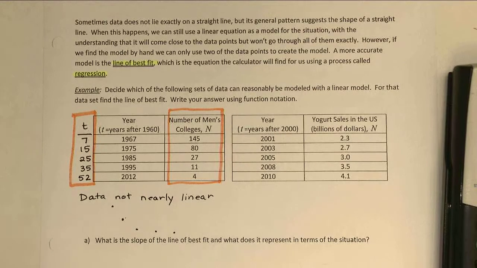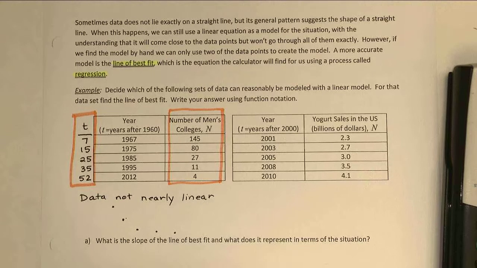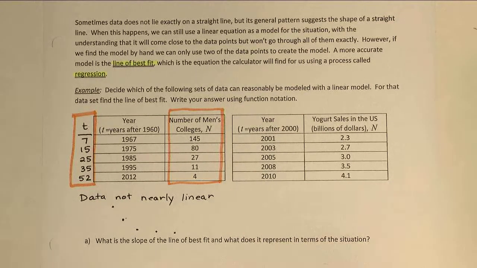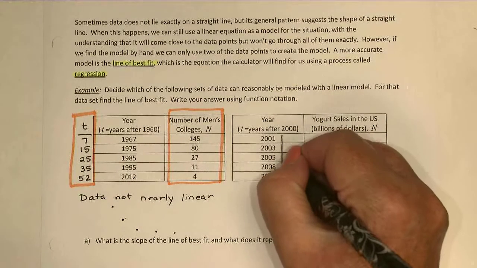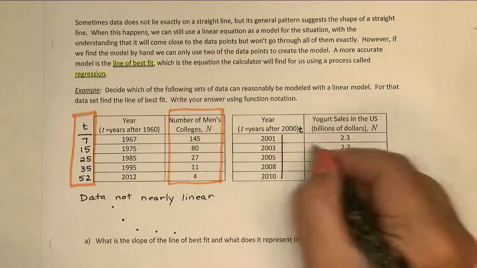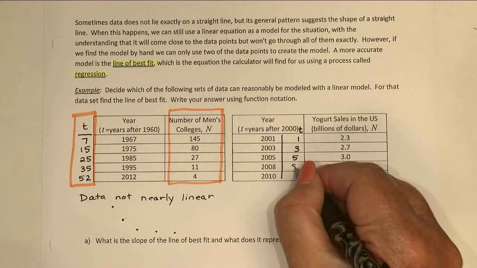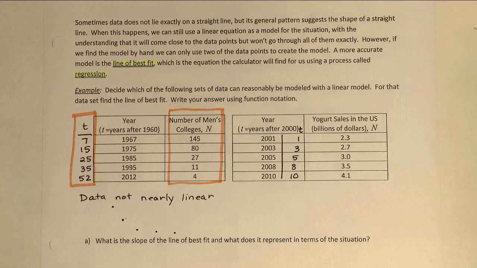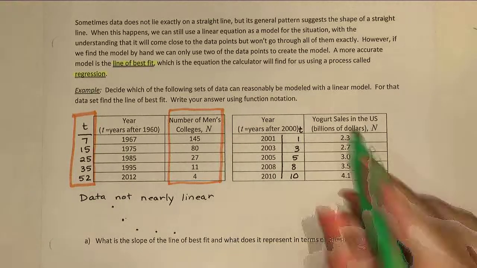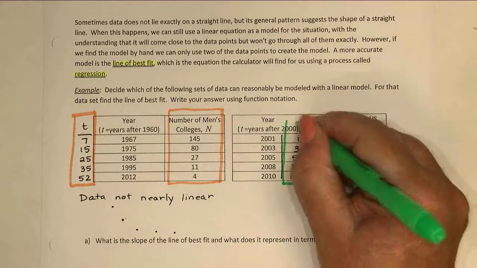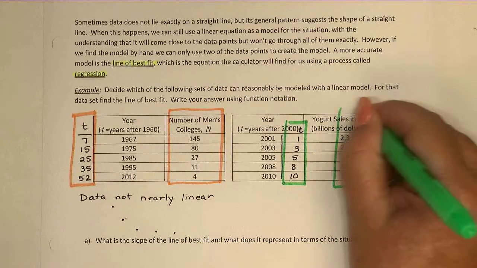Let's check on the second table and see if that one does any better for us in terms of linearity. Once again, I've got t-values as the years after 2000. And this time we're looking at the value of the yogurt sales in the United States in billions of dollars for each year. So let's see here. I'm just going to split this column, put in my t-values. After 2000 would be 1, 3, 5, 8, and 10. So these two columns are what I want to put into my calculator.